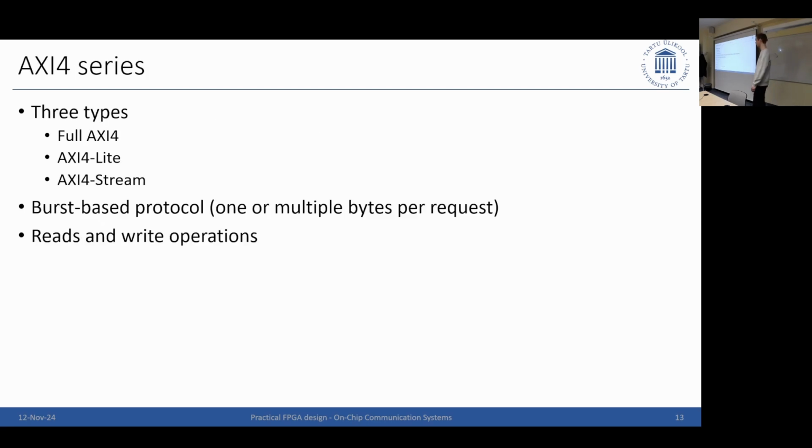So the Axie 4 series is probably what you're going to work with most. If you work with older designs, you will come to HP and so on. But the principles are very similar. I mean, they're all Umber standards, so they're going to look similar from an understanding perspective.